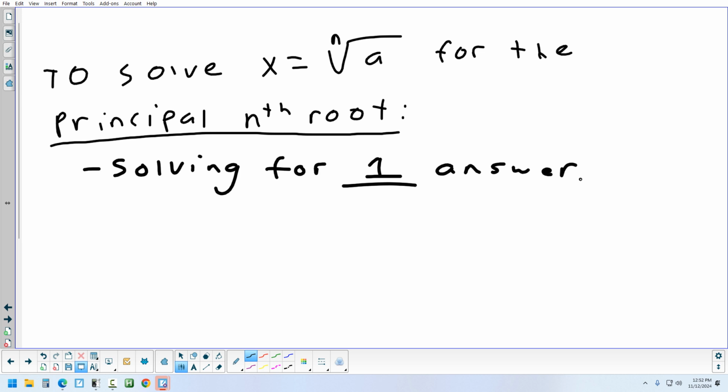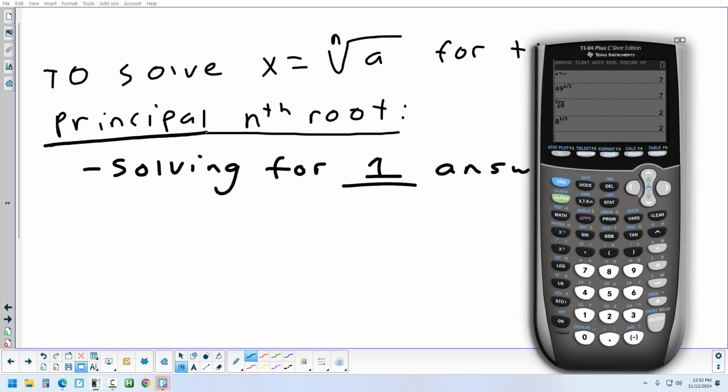In general, when you do a root, you could get as many answers as the index, which means if you're doing a square root, you get 2. If you're doing a cube root, you could get 3. Fourth root, you get 4. Fifth root, you get 5, and so on. But if they specifically say to solve a problem, and they write down the word principal root, that means they want one answer.